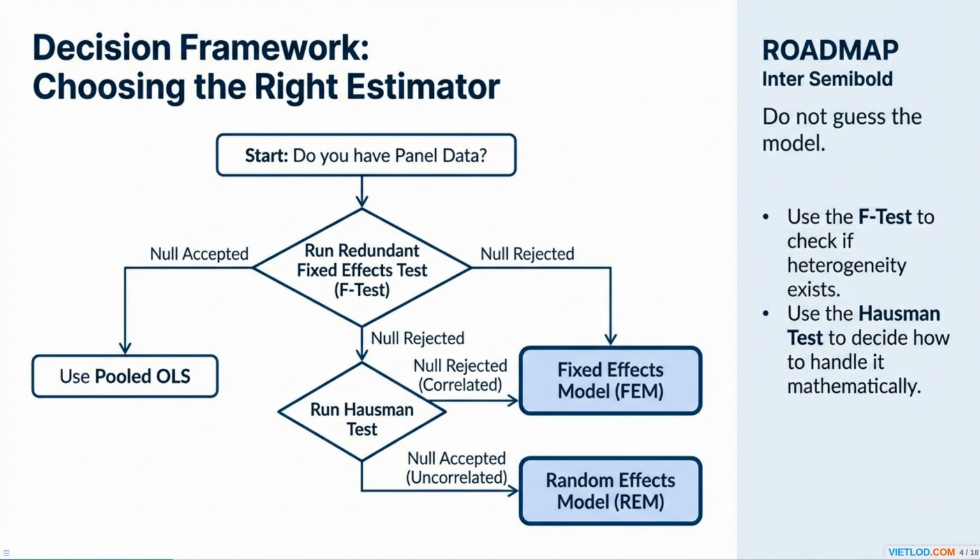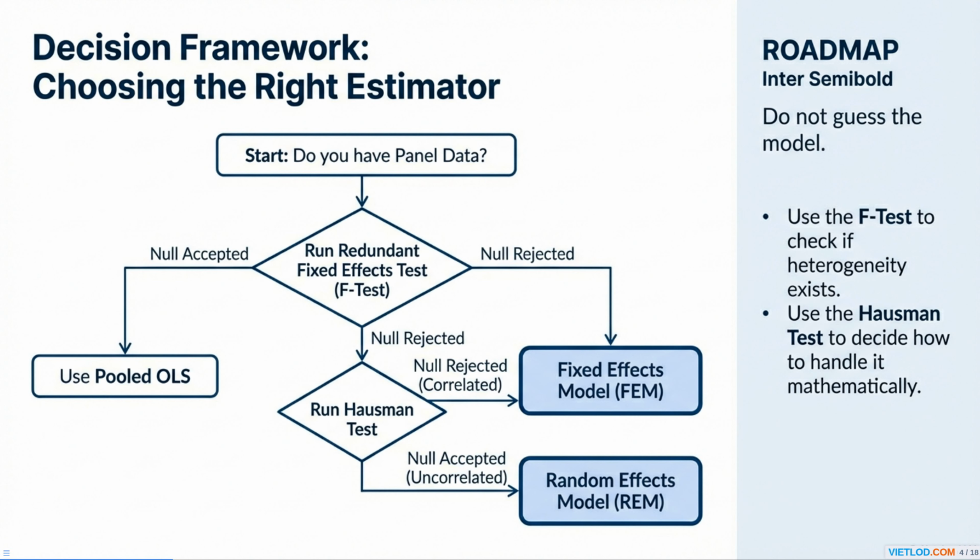This is where the Hausman test comes in. It helps you decide between the fixed effects model, or FEM, and the random effects model, or REM. The null hypothesis for the Hausman test is that the individual effects are uncorrelated with your regressors, which is the key assumption for the random effects model. If the Hausman test's null hypothesis is accepted, implying the effects are uncorrelated, then the random effects model is the more efficient and consistent choice. But if the null hypothesis is rejected, meaning there's a correlation, then the fixed effects model is the appropriate choice to ensure consistent and unbiased estimates.